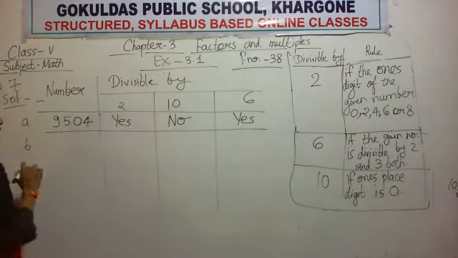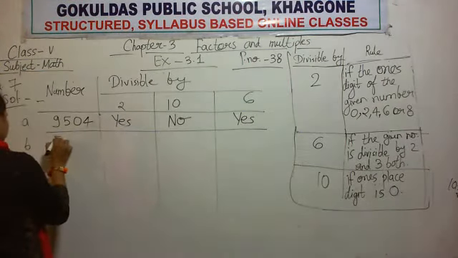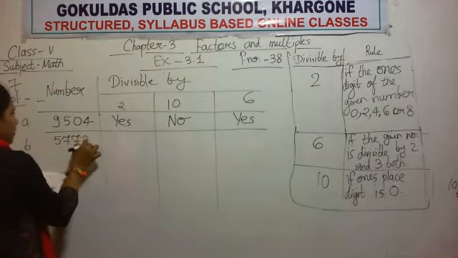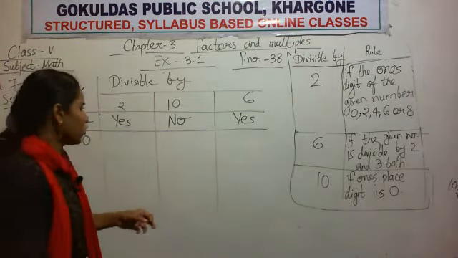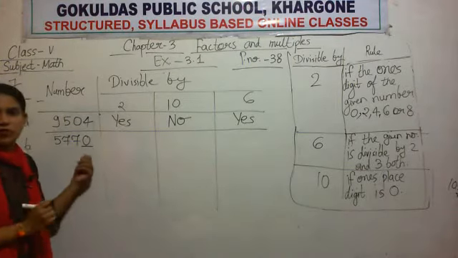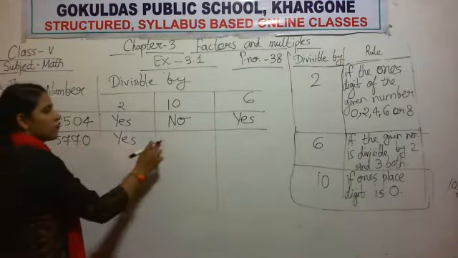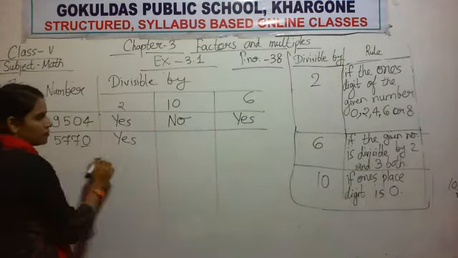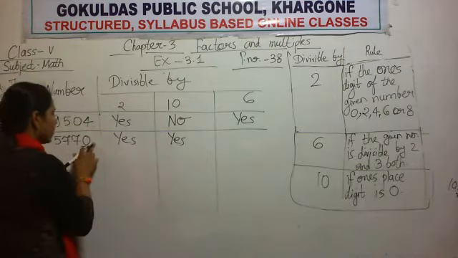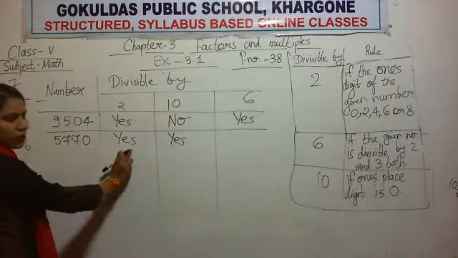Okay, now part B. Part B is 5770. Now check the divisibility by 2. The ones place is 0, so yes, it is divisible by 2. Now for 10, the ones place is 0, so yes, it is divisible by 10. Now for 6. This number is divisible by 2, right?